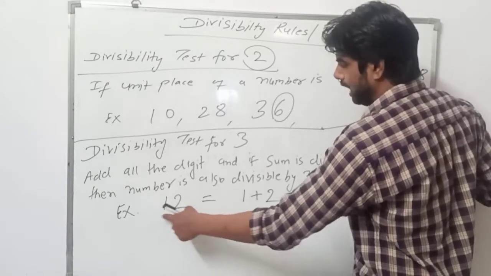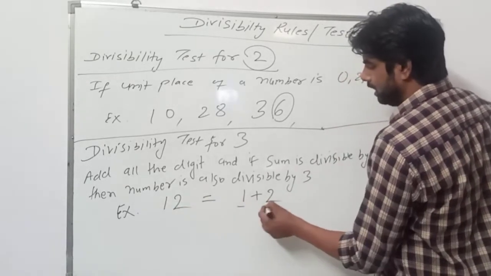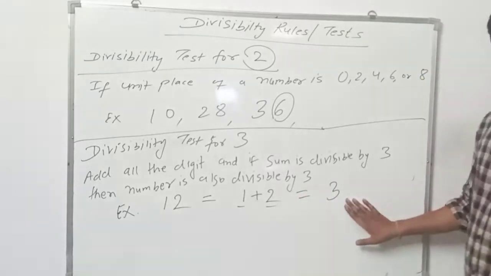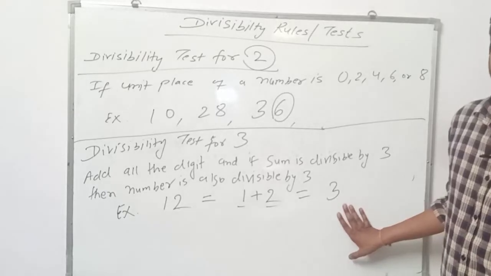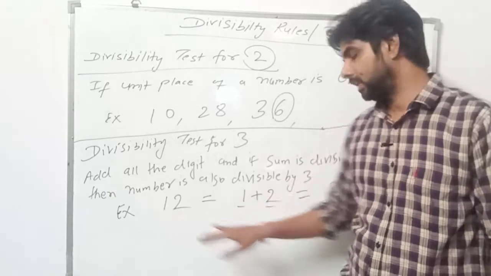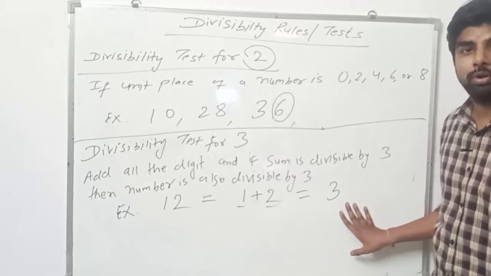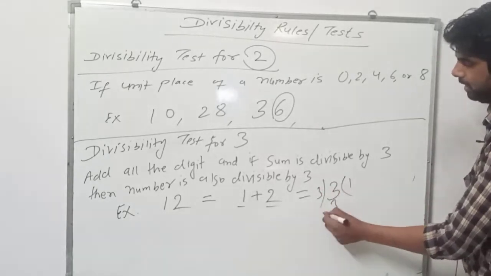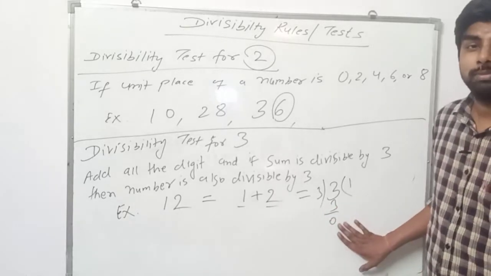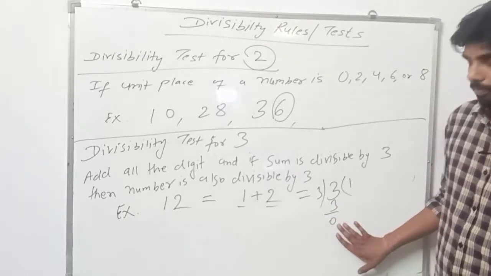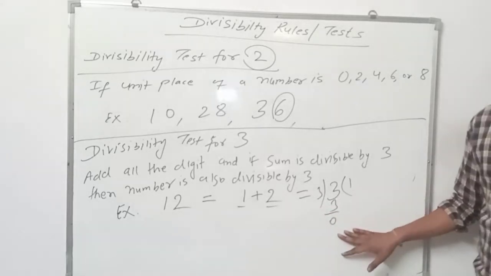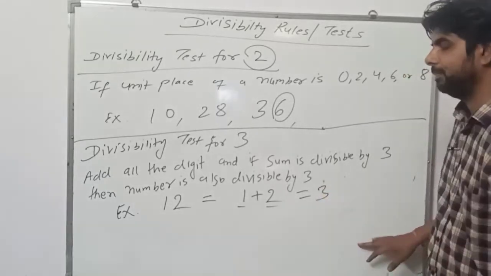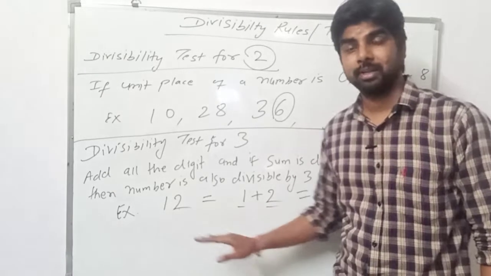At ones place it is 2 and at tens place it is 1. We will add the digits of all the places. So 1 plus 2 is 3. And if this 3 is divisible by 3, that means the whole number is divisible by 3. Is 3 divisible by 3? Yes, 3 1s are 3, and 3 divided by 3 leaves remainder 0. That means 12 is also divisible by 3.